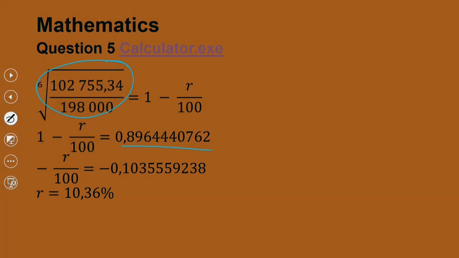Now, very important: now that I've calculated that part, I'm going to take the 1 over to the right hand side. It was positive on this side, so if I take it to the right, it's going to be minus 1. Are we together? So we say minus 1, so that we get the answer of negative 0.103559238. And then we multiply the left-hand side by negative 100. What you do on the left, you do on the right, so that negative 100 will cancel with negative 100, and you are left with R. And when you calculate this part, you end up getting 10.36%.